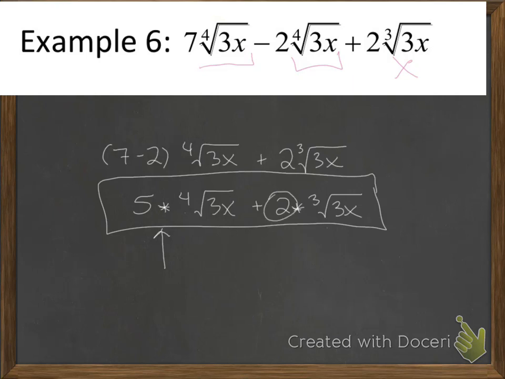Same thing here. 2 doesn't have an exponent. It's 2 times, and this 3 is the cubed root. It is not an exponent for the 2.